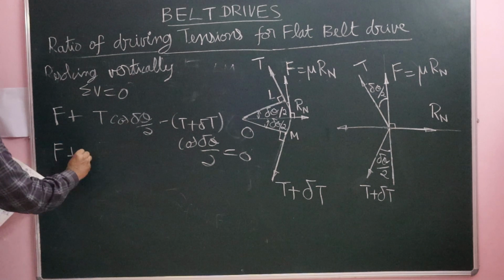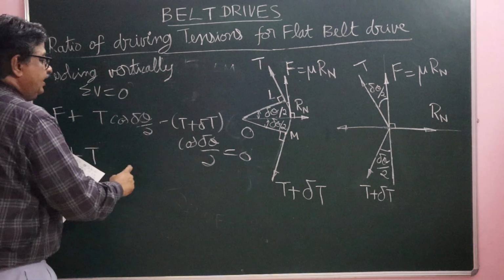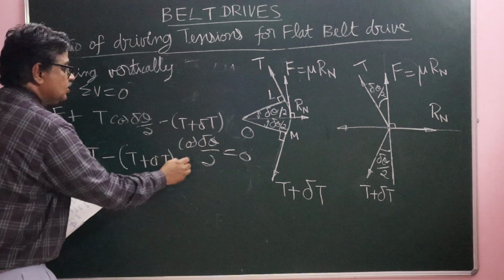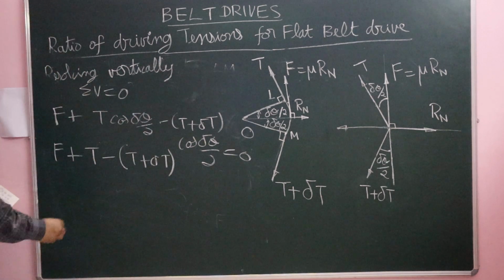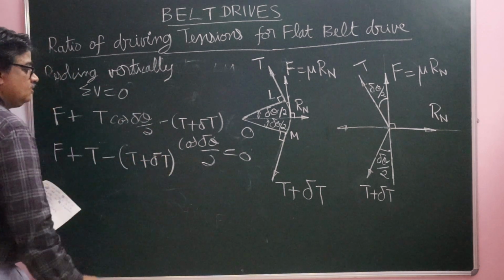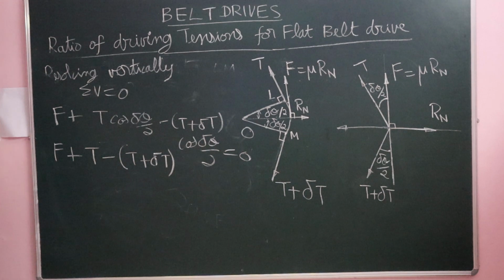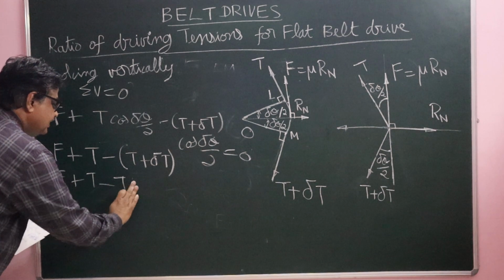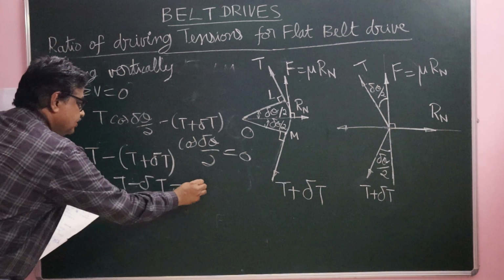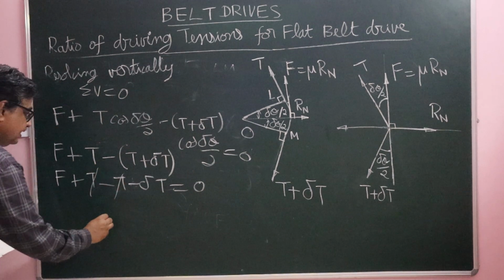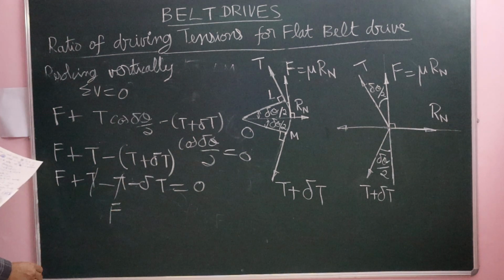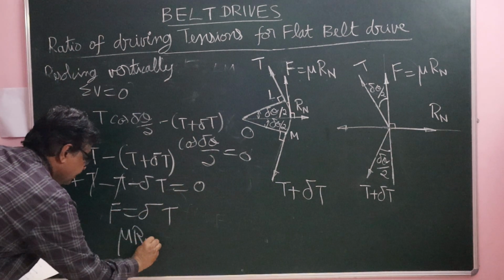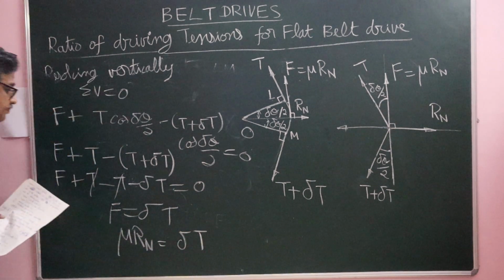Therefore, F plus T minus T plus del T, because cos del theta by 2 is 1. So F plus T minus T minus del T is equal to 0. T cancels. F is equal to del T. F is equal to mu Rn, so we know that mu Rn is equal to del T.